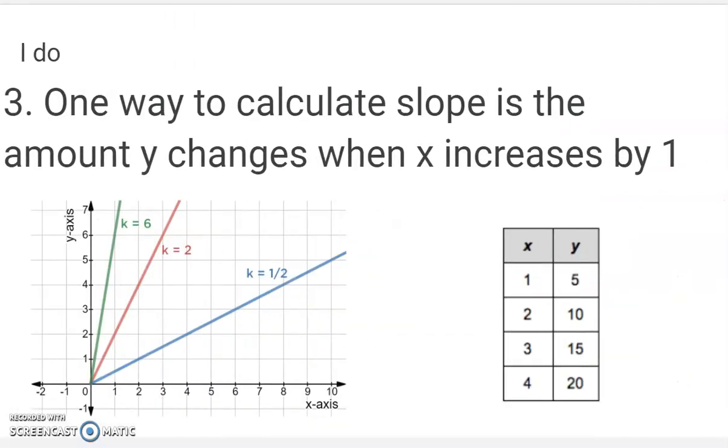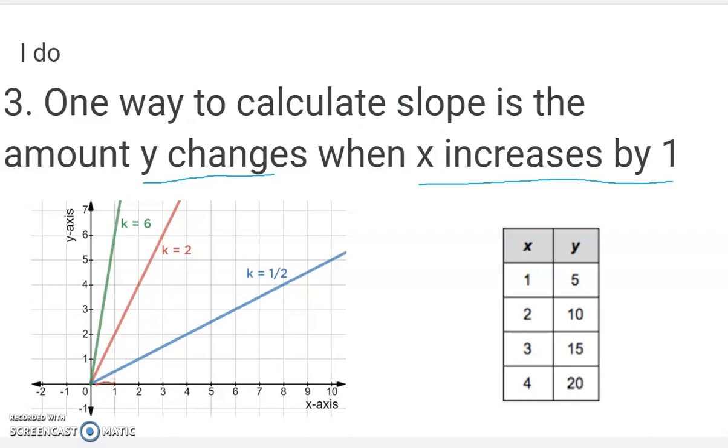Three. One way to calculate slope is the amount y changes when x increases by 1. That was my first strategy for you. Let's look at the green line. I'll write in green. When x increases by 1, y increases by 6. That's why that line has a slope of 6. On the red one, let me erase the green one. I'm going to need that space. On the red one, when x increases by 1, y increases by 2, slope of 2.